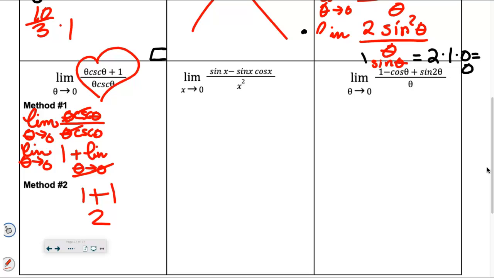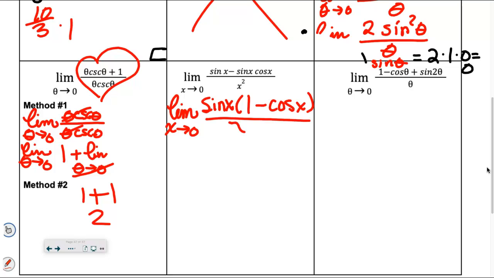What do I see that I can do? I can factor out a sine. It also makes a heart, and I can break it apart. So there's often several ways to start and several ways to arrive at the correct answer. But my gut sees that.